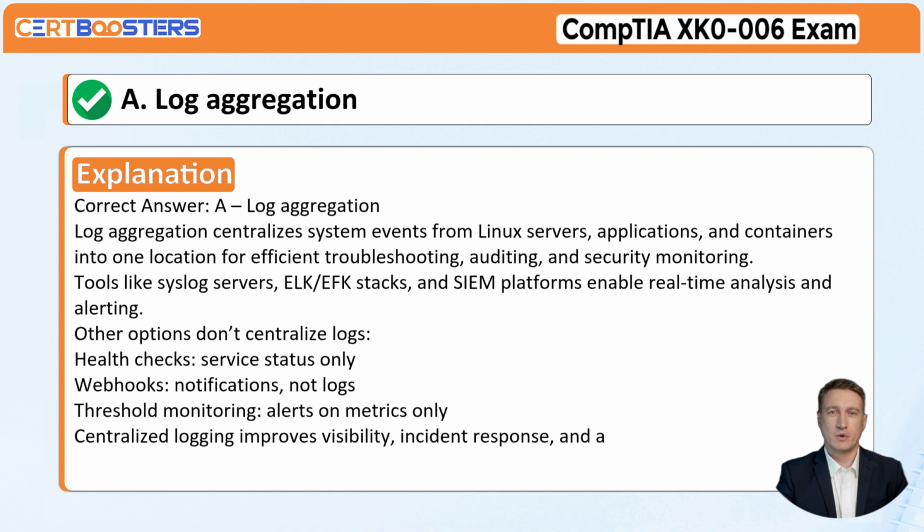Explanation. Correct answer A. Log aggregation. Log aggregation centralizes system events from Linux servers, applications, and containers into one location for efficient troubleshooting, auditing, and security monitoring. Tools like syslog servers, ELK/EFK stacks, and SIEM platforms enable real-time analysis and alerting. Other options don't centralize logs. Health checks, service status only. Webhooks, notifications not logs. Threshold monitoring, alerts on metrics only. Centralized logging improves visibility, incident response, and root cause analysis.